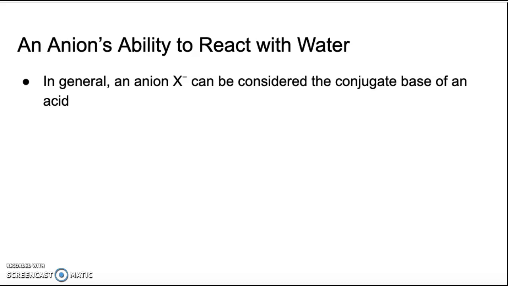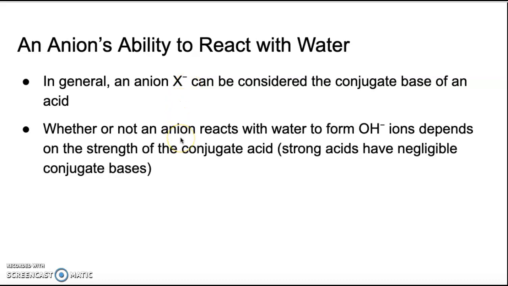Okay, so back to thinking about what this has to do with solubility and our solubility equilibria. In general, anytime you've got an anion, X minus, that can be considered to be the conjugate base of an acid, add a hydrogen back onto that and consider that acid-conjugate base pair. Whether or not that anion is going to react with water to form OH minus depends on the strength of the conjugate acid. So if you add an H back to your anion and it becomes a strong acid, then that anion will not act as a base. It'll be a negligible conjugate base.